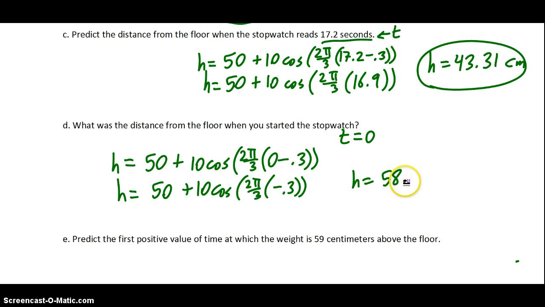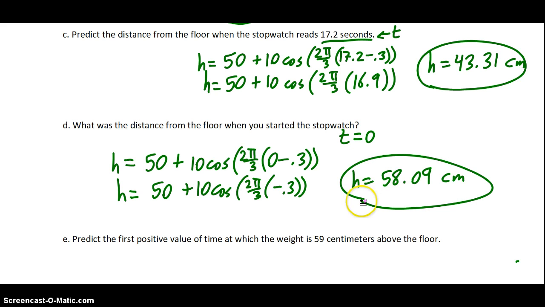58.09. So where did the spring start? 58.09 centimeters. That should make sense because 0.3 seconds later it was already at 60 centimeters, right? But once again, you're talking about the height of this thing. It should be between 40 and 60. If you got some other answer, you would know you are incorrect.